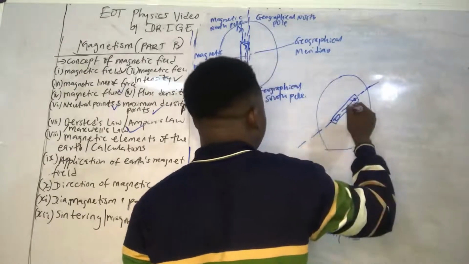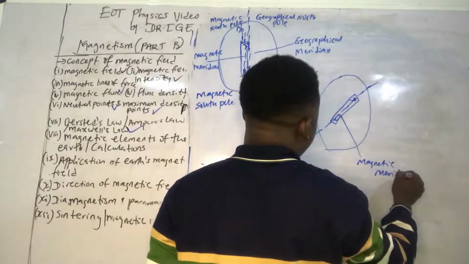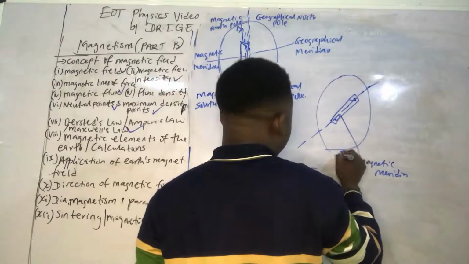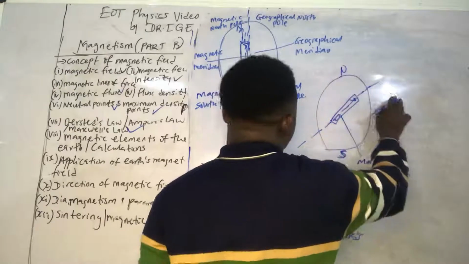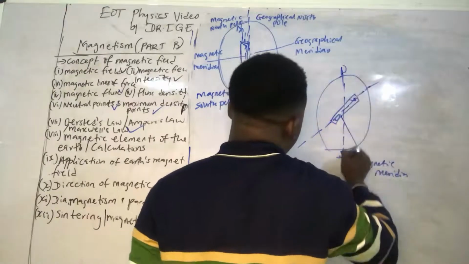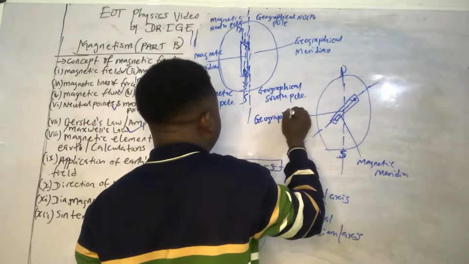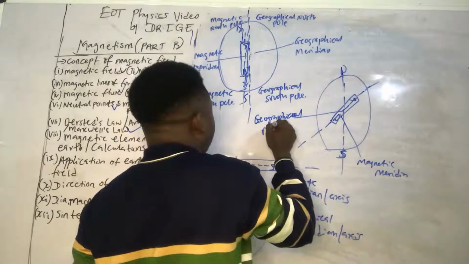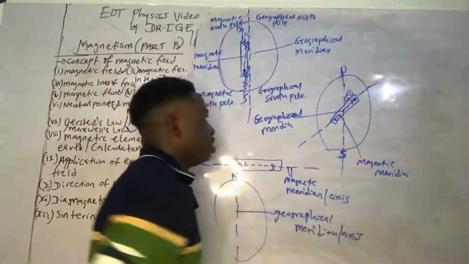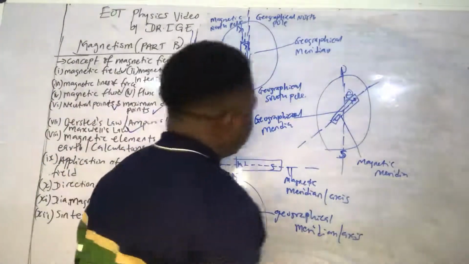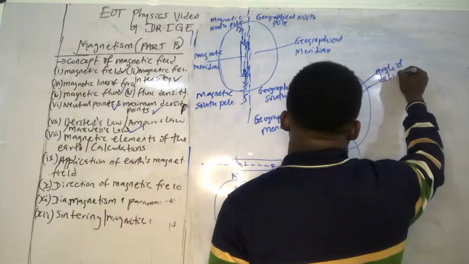And remember, this is going to be the geographical south pole, and this is going to be the geographical north pole. There will also be a line that will run through this. That's the geographical meridian, right? Now, if you observe, you see that there is an angle in between the magnetic meridian and the geographical meridian. It is this angle that is called the angle of declination.